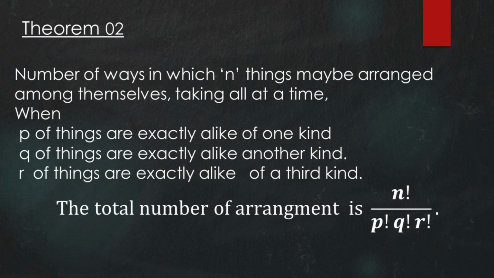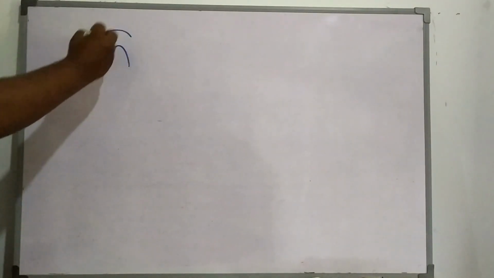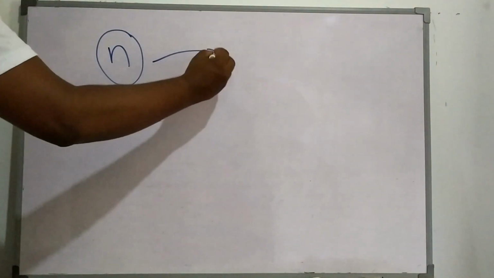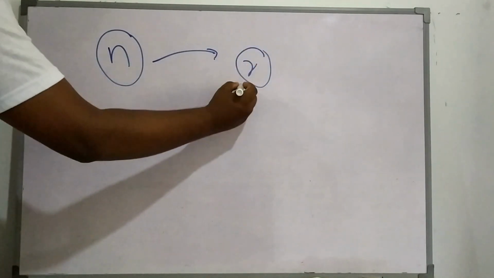The second theorem was the number of ways in which n things may be arranged among themselves, factorial n divided by p, q, r factorials. In that case we discussed the same things repeating. But in theorem number 3 we discuss the nPr case. Let's look at the board.